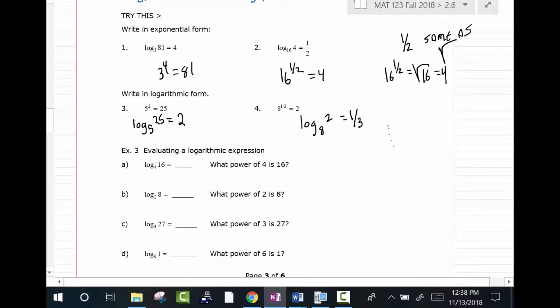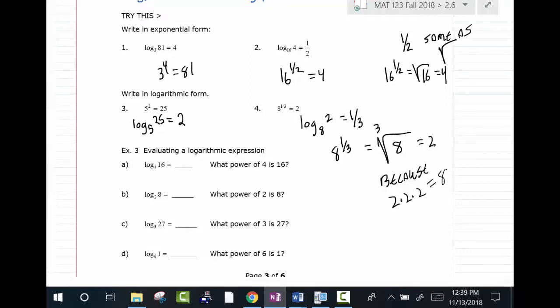Okay, now one thing I want to mention, you should write this down too. If you have a 1/3 power, this is the same as the 3rd root of 8. A 1/2 power is a square root. A 1/3 power is a cube root, and that's equal to 2 because if you multiply 2 out 3 times, you get 8. Okay, that's what that is. So if you have fractional exponents, that's just giving radicals like square roots and cube roots and so forth.